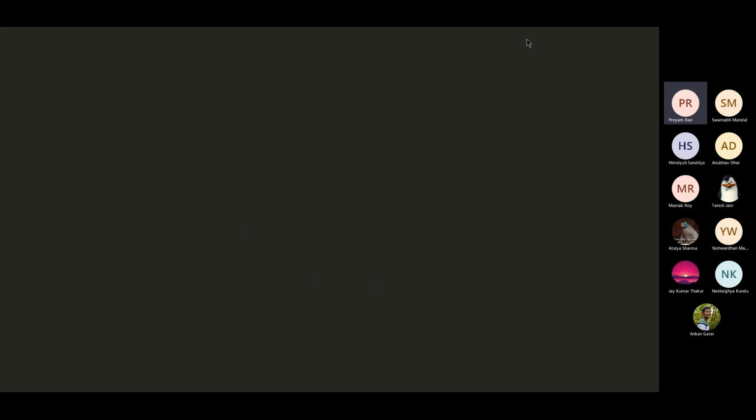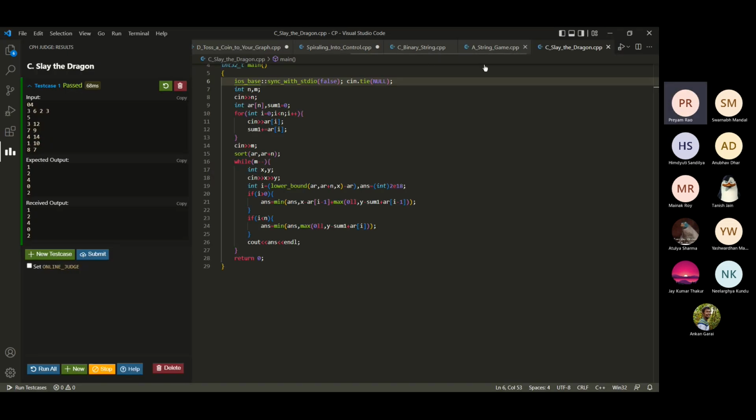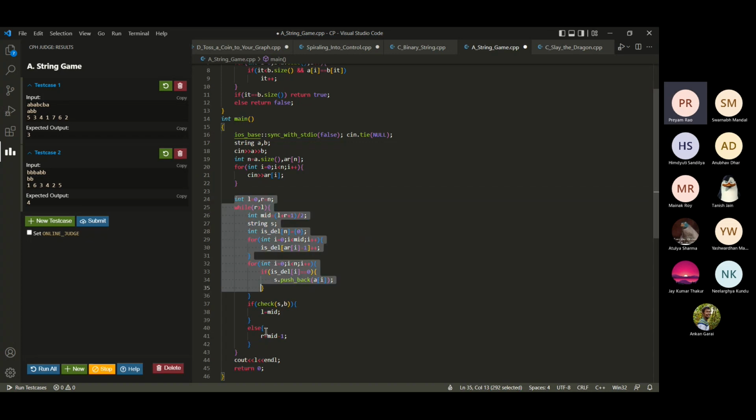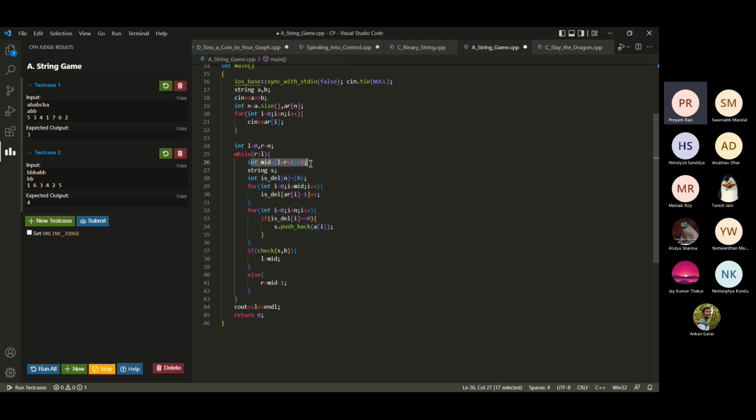This is the code I wrote for binary search. I'm just going to quickly go through it. These are the two strings that we have. This is our array. This is just the input and output part. This is our binary search part. Notice that this is not how we normally do binary search. There is an extra part here. So what is this part? Let me go through the algorithm.